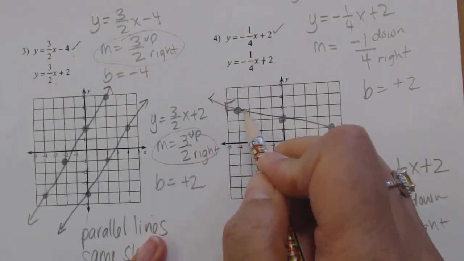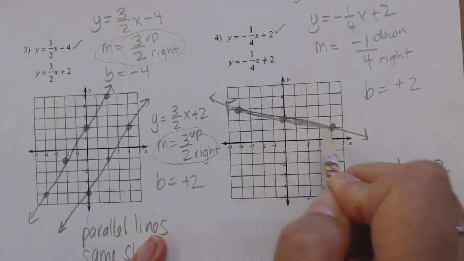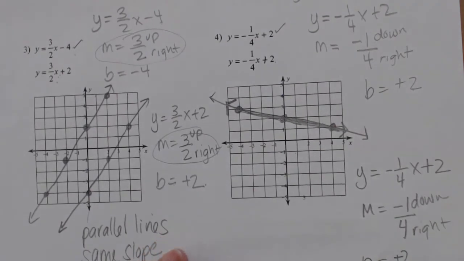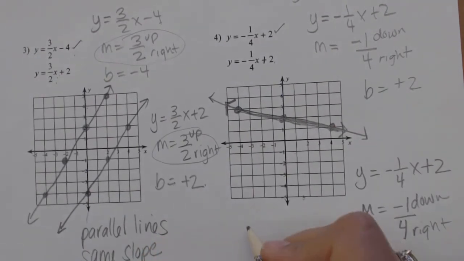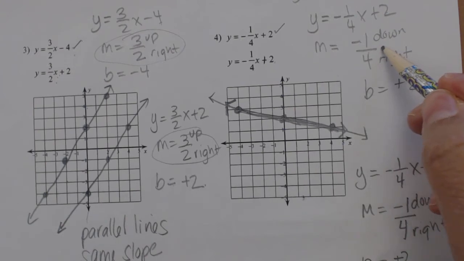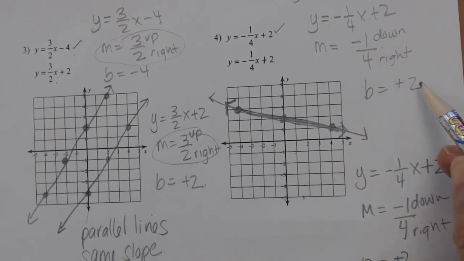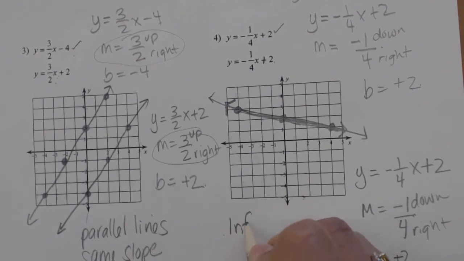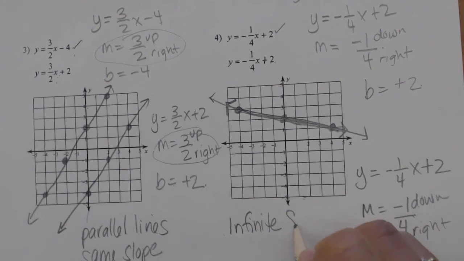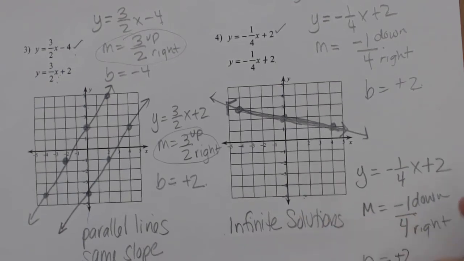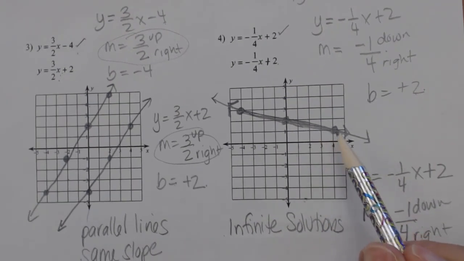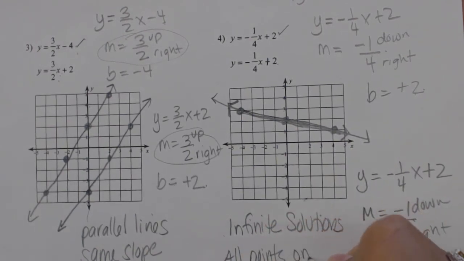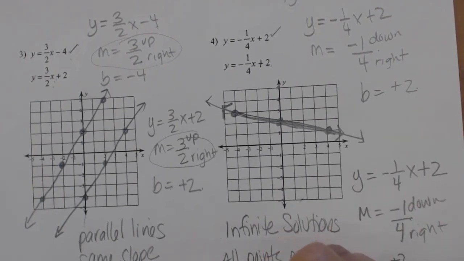And what do you notice? I notice that they are the same exact line. I'm just going to make it a little bit thicker. Which means they share all those points. They have all those points in common. So we had the same slope, negative 1/4, negative 1/4, the same y-intercept, 2 and 2. So same line, so we have infinite solutions. All points located on these lines will work.